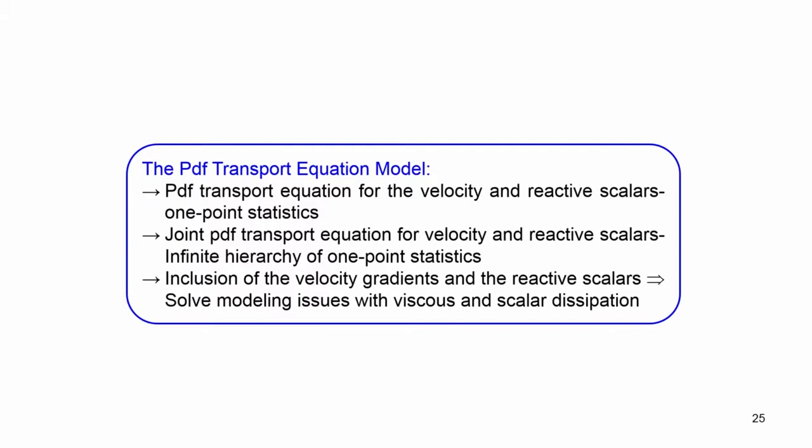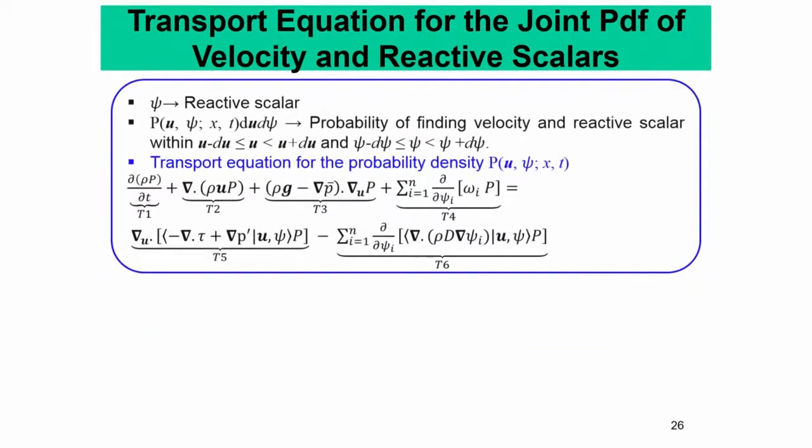Okay. So, the PDF transport equation of velocity and reactive scalars includes the velocity gradients in the reactive scalars, and we have to solve the modeling issues with viscous and scalar dissipation. Okay, so this is the reactive scalar, and this is the PDF of finding the velocity and reactive scalar.